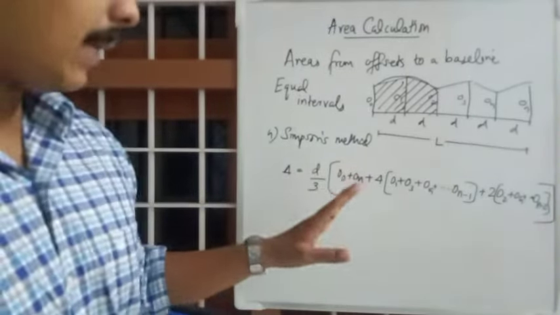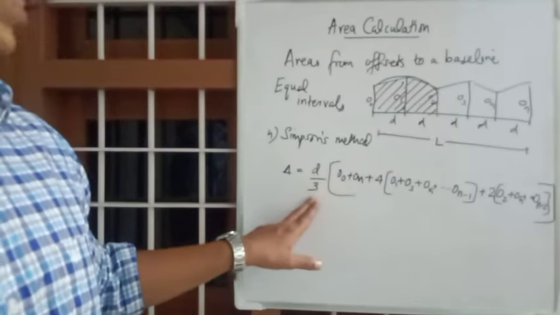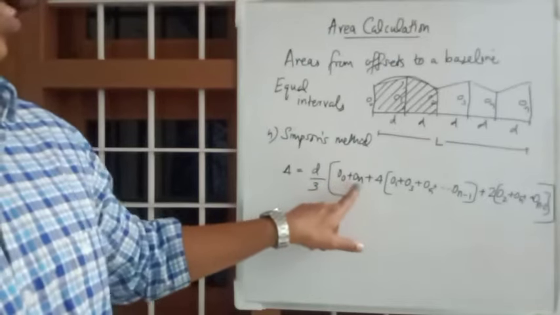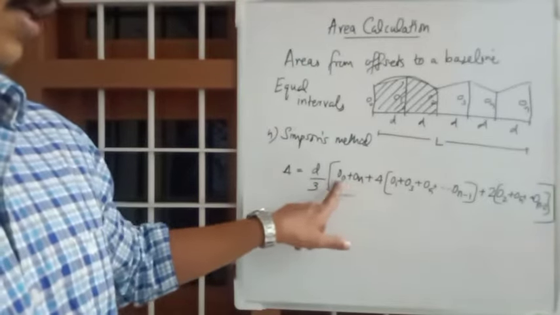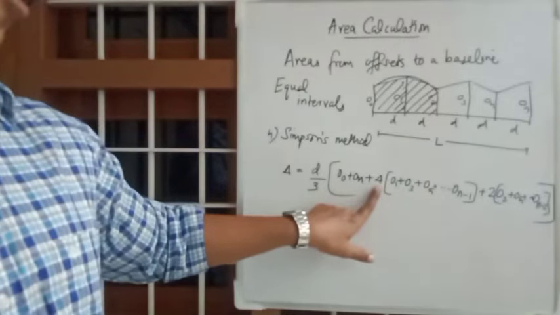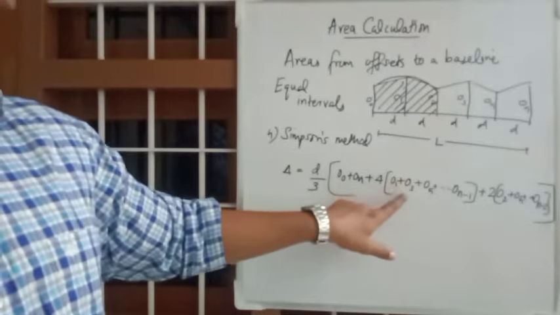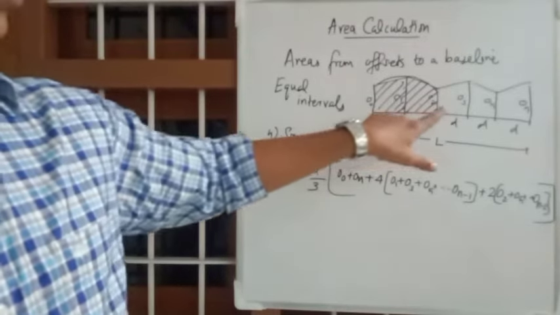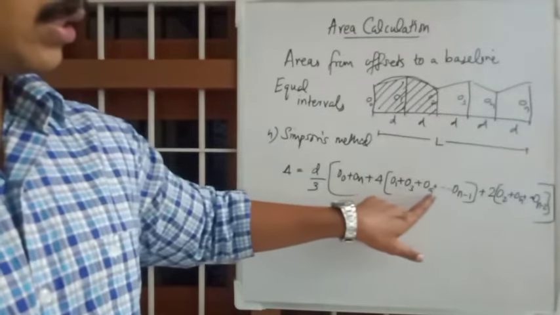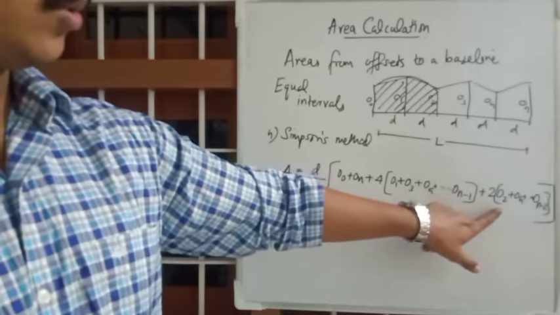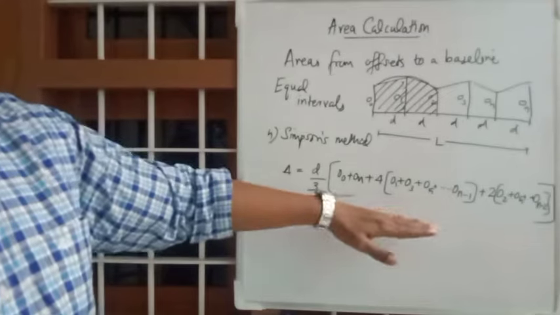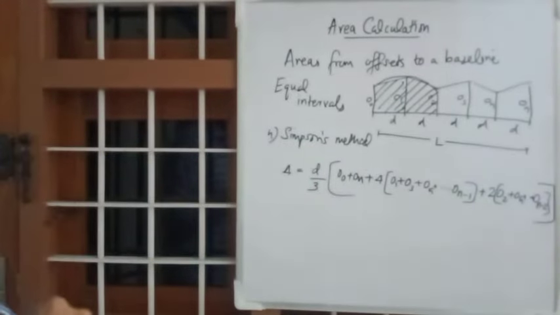And understand it by theory. d/3, 1/3 of interval, plus end ordinates O0 and On plus 4 times the even ordinates. Even ordinates means second one, fourth one, sixth one, etc. plus 2 into odd ordinates. Okay, that's how we find area using Simpson's method.